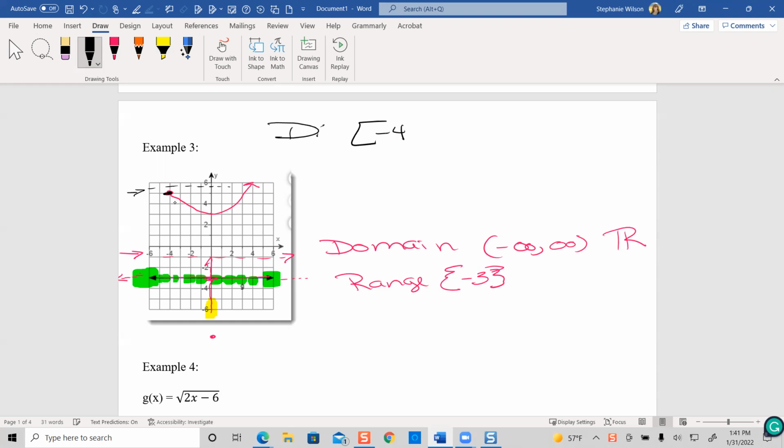We're going to follow this out, and you notice the other end of it has an arrow. So that means it's going to be an infinity. And I'm going to put a parenthesis on it.